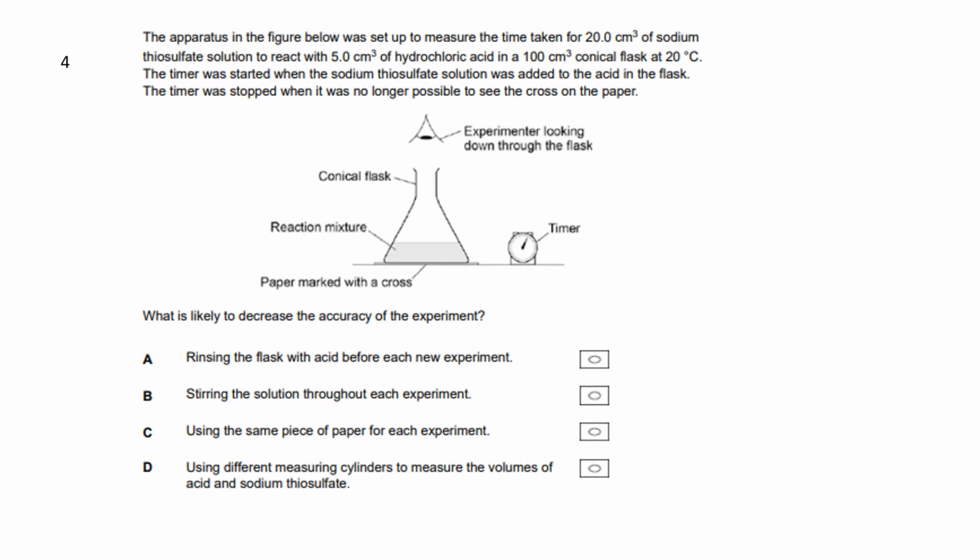Okay, now the hydrochloric acid is one of the reactants. If you're rinsing your flask out of that, you're going to end up with some additional hydrochloric acid in there. So that's going to decrease your accuracy. Okay, so I would say A. If you stir it consistently for each one, that shouldn't make any difference. Using the same piece of paper is exactly what you should do. And using different measuring cylinders shouldn't make any difference if you're using them all correctly. But the significant difference would be A.